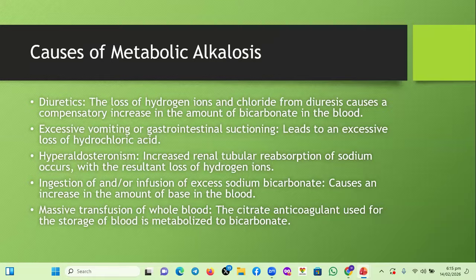Then we have hyperaldosteronism. This is increased renal tubular reabsorption of sodium with the resultant loss of hydrogen ions. So in hyperaldosteronism, the kidneys absorb more sodium and rather get rid of hydrogen ions, and the person tends to have metabolic alkalosis.